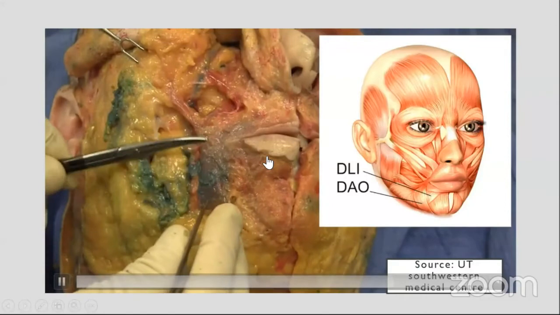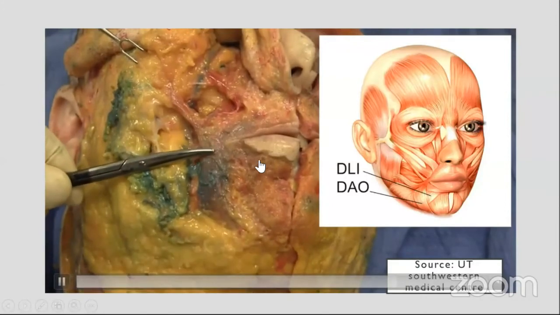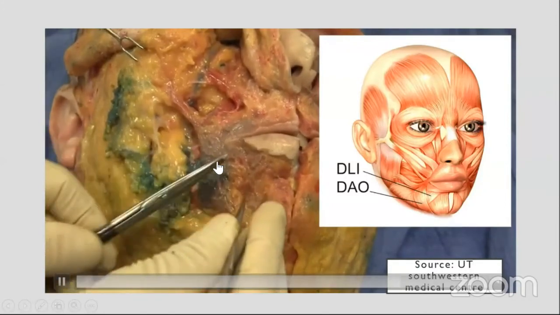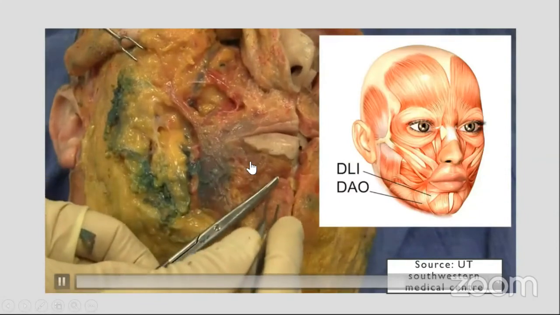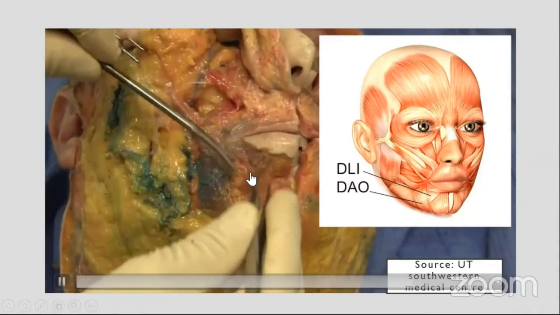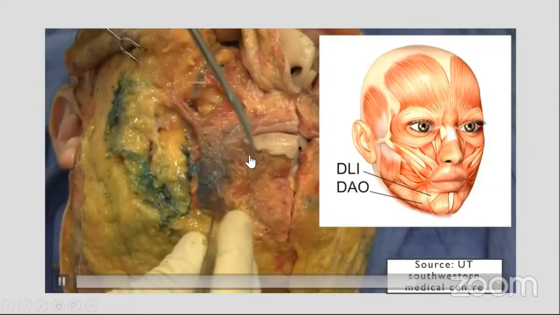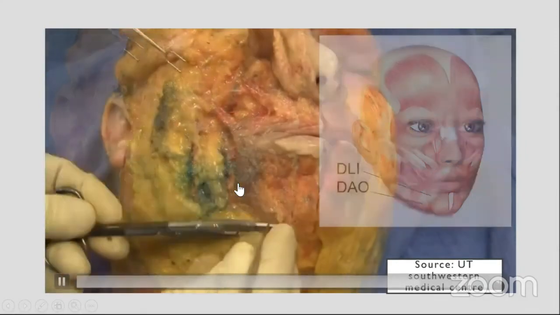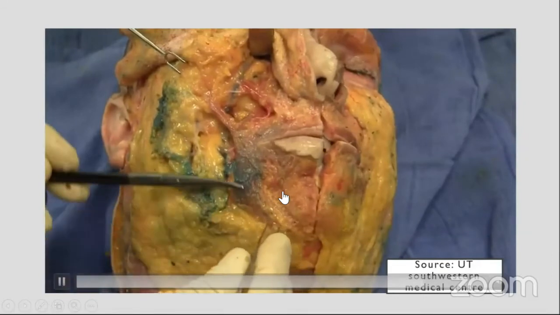The DLI, depressor labii inferioris, is a deep muscle and depressor anguli oris is a superficial muscle which is lateral, and DLI is medial. So whenever you're injecting, do not inject the depressor labii inferioris. Again, it will lead to weakness of the lower lip, difficulty in chewing, and impair the smile of the patient.